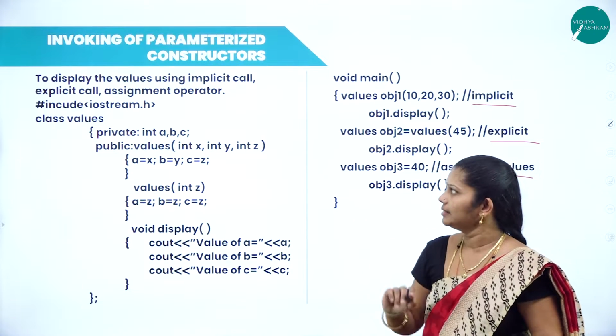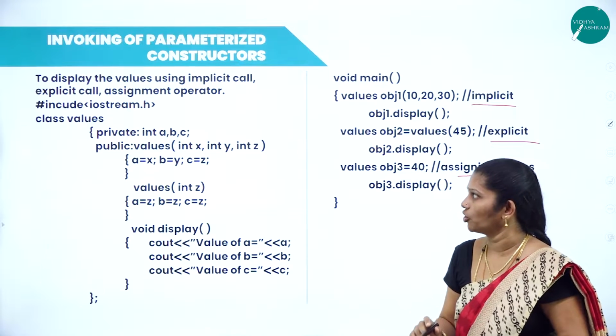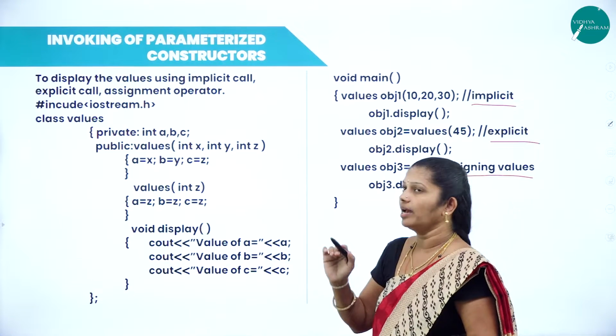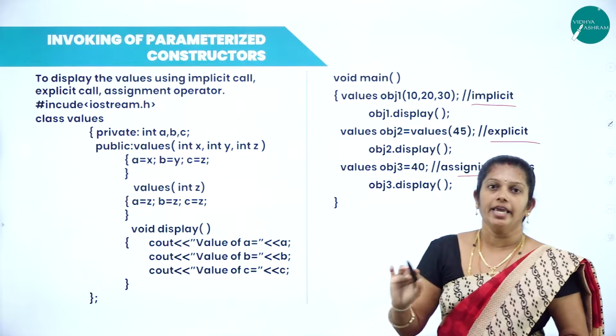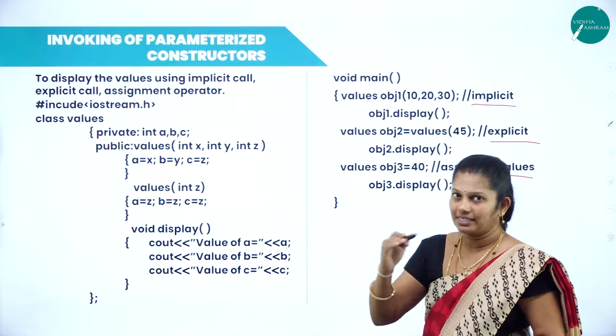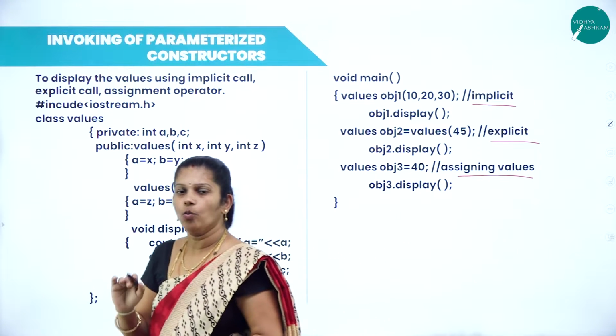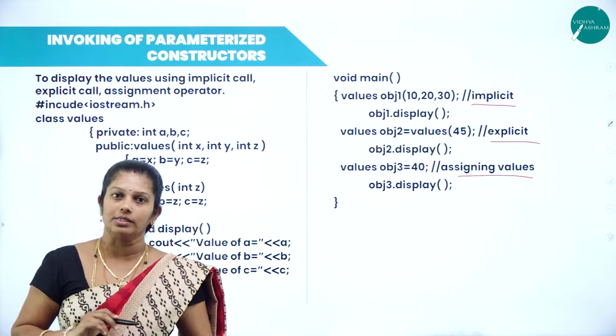For example, consider I want to display the value using implicit call, explicit call, as well as assignment operator. I just want to display the value. Here I am not doing any calculation, I just want to display the values. For example, any value x, y, z or a, b, c, d, any values, just I want to display by using all the three concepts.